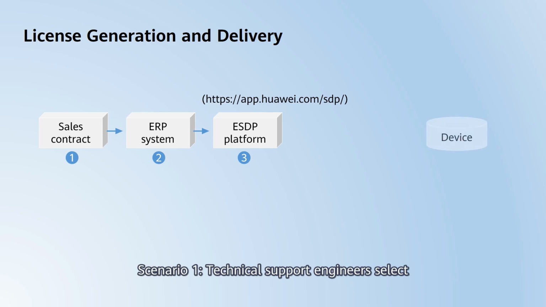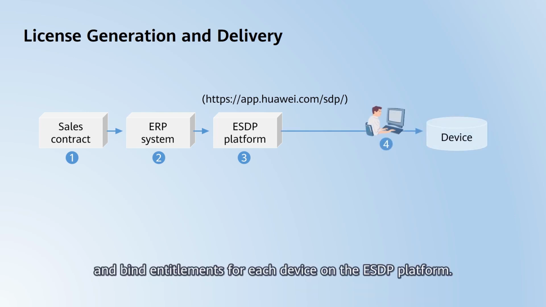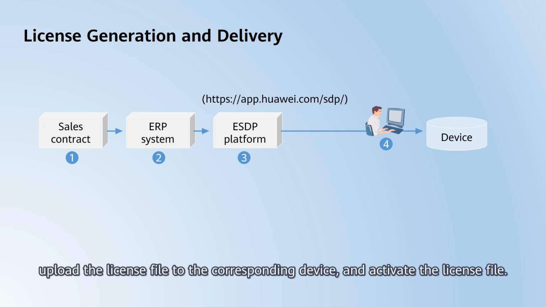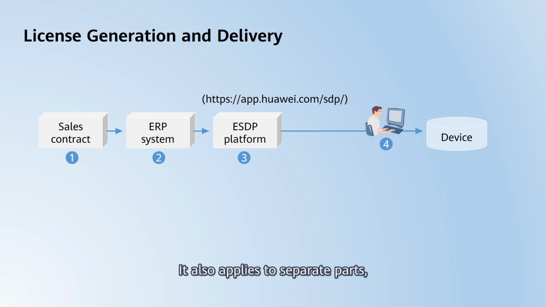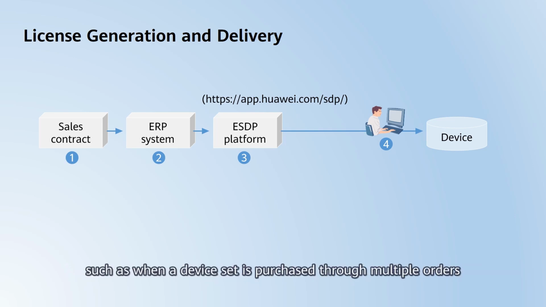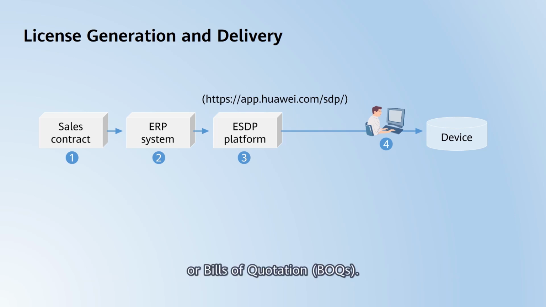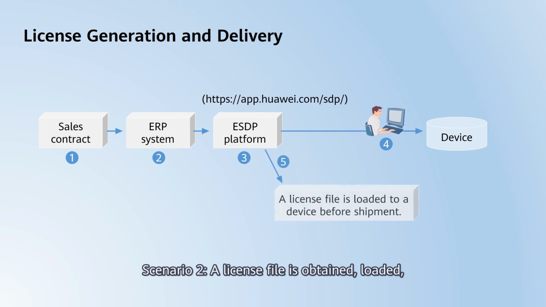Scenario 1. Technical support engineers select and bind entitlements for each device on the ESTP platform. They then generate and download a license file, upload the license file to the corresponding device, and activate the license file. This scenario mainly applies to the X4, X8, X16, NE9000, and NE5000E. It also applies to separate parts, such as when a device set is purchased through multiple orders or bills of quotation, BOQs. Scenario 2. A license file is obtained, loaded, and activated during the production phase.